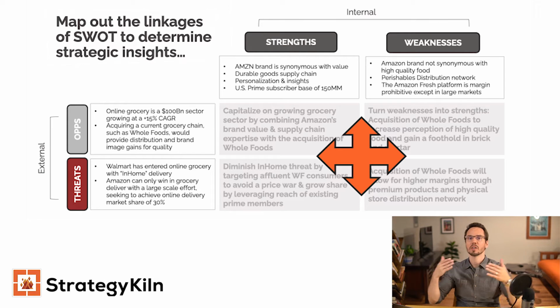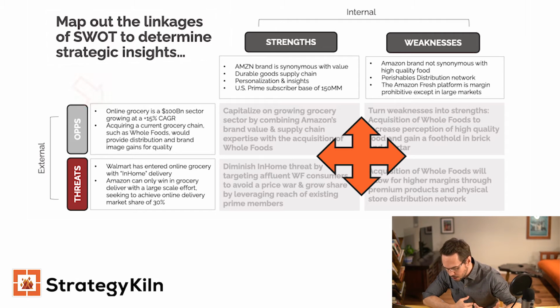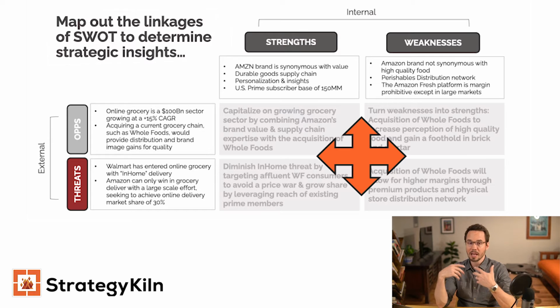What you're going to do now is narrow things down. You're going to pick the top strengths, weaknesses, opportunities, and threats, probably just 1 to 3 bullets. I wouldn't go beyond 3 bullets for each of those sections. And you're gonna map those on the left side and on the top side. So that's where we have the bullets here. For example, under opportunities, we have online grocery is a $100 billion sector growing at plus 15% CAGR. You narrow down to that bullet from your previous SWOT analysis.